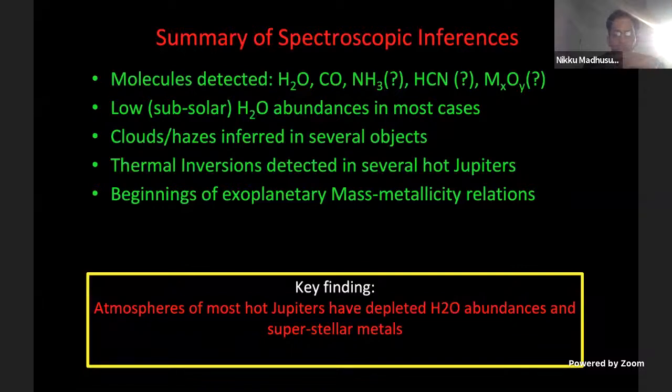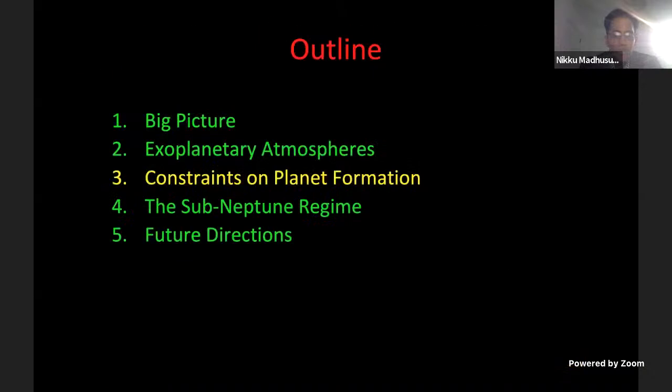A number of these objects have subsolar H2 abundances, and then we're also detecting clouds and hazes, thermal inversions, and so on, and we are seeing the beginnings of exoplanetary mass metallicity relations. So I've only come to about half my talk, and we have covered a lot about the big picture and exoplanetary atmospheric observations and abundance estimates.